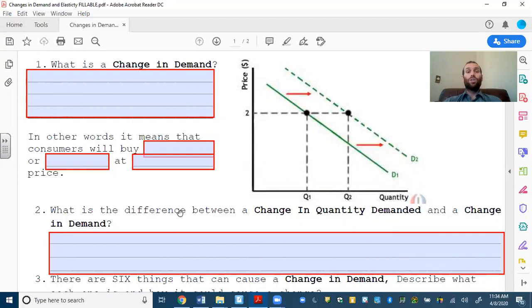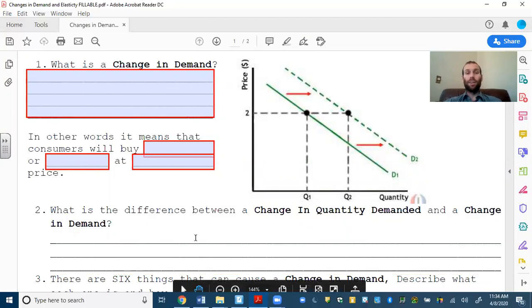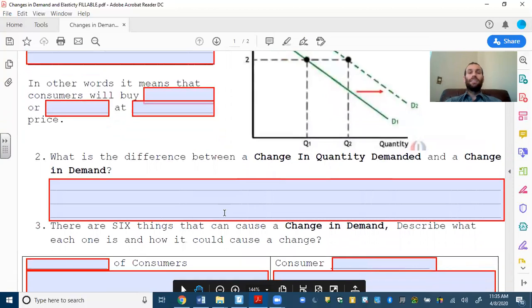So go ahead for this box right here and fill in your own words, what is the difference between change in quantity demanded and a change in demand? They're different things, and those words are specifically used in economics to mean something else. Remember, price changes quantity demanded, but an external factor will cause a change in demand. All right, now there are 6 things that could cause demand to change.